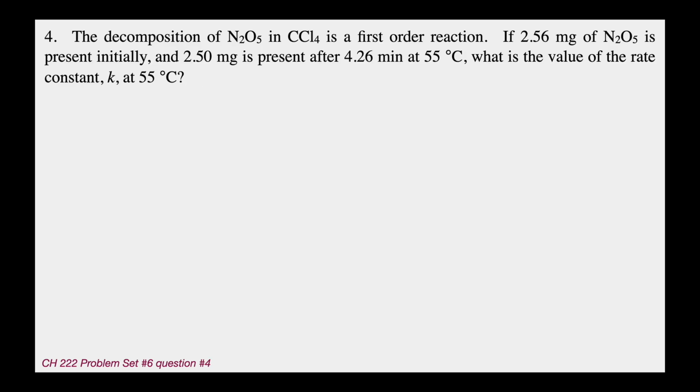The decomposition of N2O5 in carbon tetrachloride is a first-order reaction. If 2.56 milligrams of N2O5 is present initially and 2.50 milligrams is present after 4.26 minutes at 55 degrees Celsius, what's the value of the rate constant K?